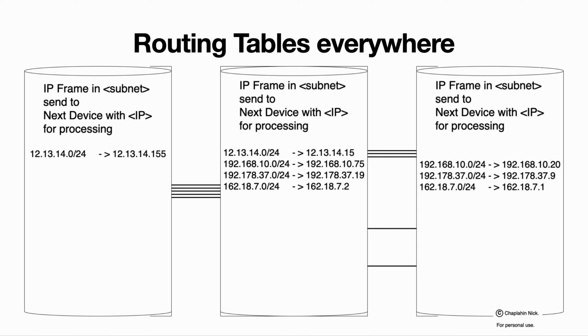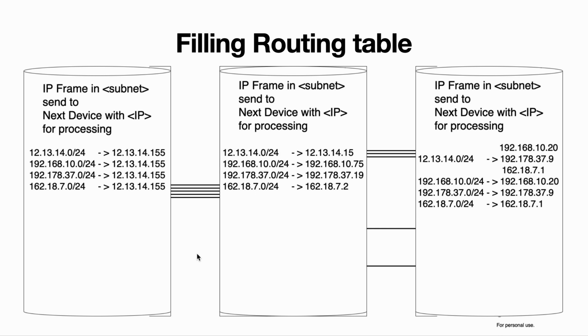The routing table is a universal tool, because we can imagine that all devices have routing tables with routes to neighboring devices. In this case, they notify the system that IP frames in some specific subnet should be sent to the next device with some specific IP for processing, if we don't know what else to do with this IP frame. But in the case of routing, we know that this frame is not destined to us. It should be somehow routed further.